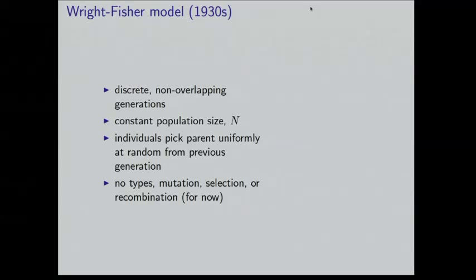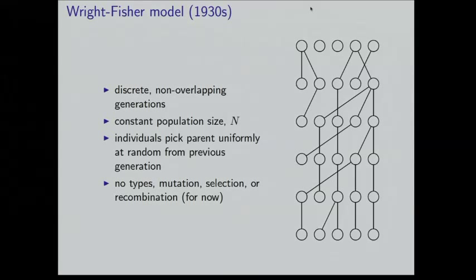And Steve, who's going to talk more about forward in time processes, will give you a bit more of an explanation for why this might make sense. Right now, I'm just going to say that the probabilistic structure is that each generation is formed by sampling the previous generation. And for now, we're not considering types, we're not considering mutation, selection, or recombination.